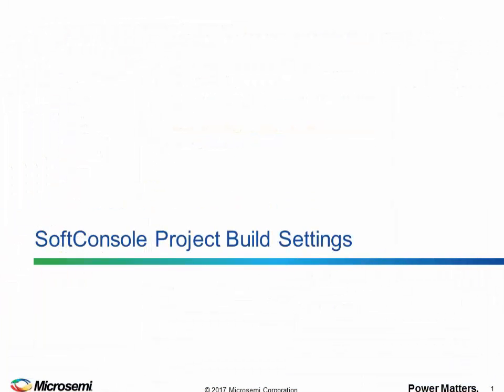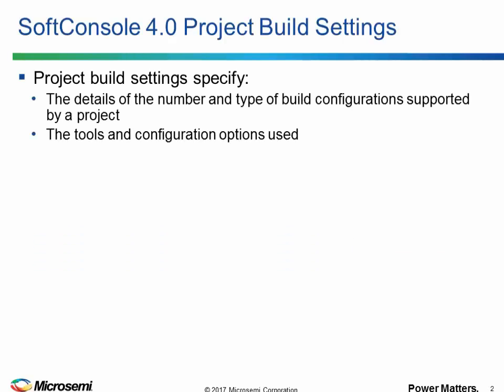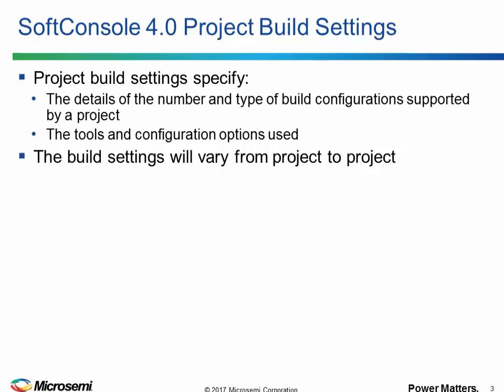Before building the project, a few project build settings must be entered in SoftConsole. The project build settings specify details of the number and type of build configurations supported by the project and the tools and configuration options used to build these. The build settings will vary from project to project. The build settings are preset in the firmware sample projects, and they provide examples of how the project build settings can be configured and are a useful place to start when creating firmware for a CPU-based system.